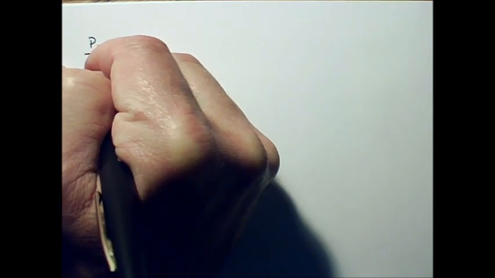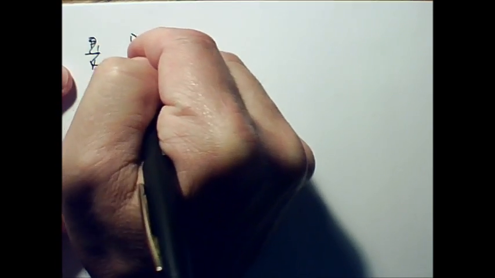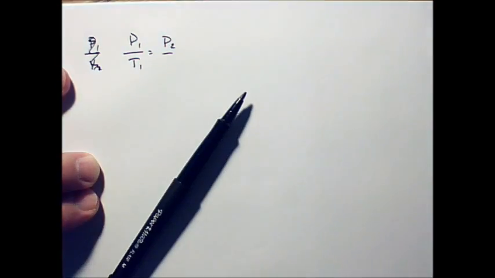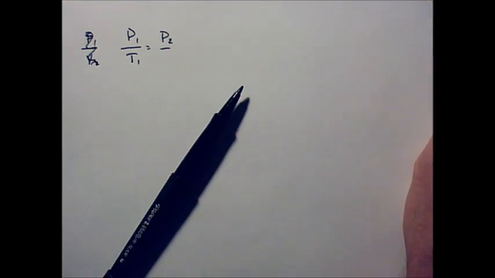All right, so we've got all these laws then. We've got P1 over V1. P1 over T1 equals P2. I'll tell you what, let's stop the video here, capture, and I'll start a new one.